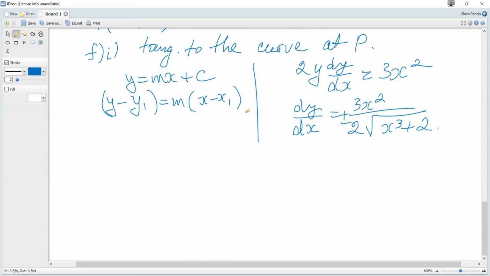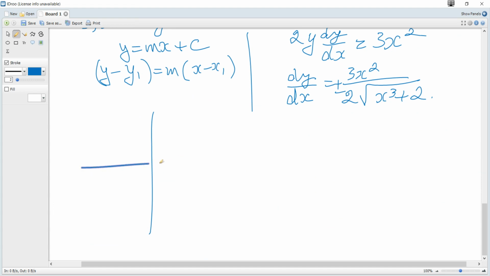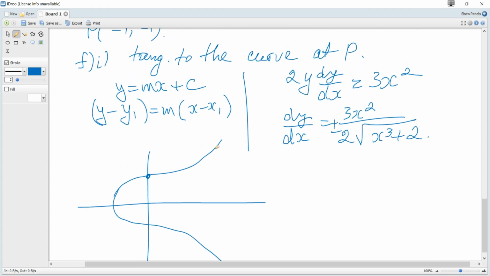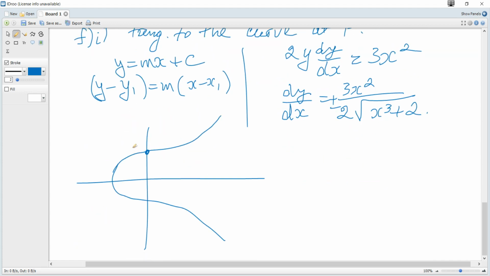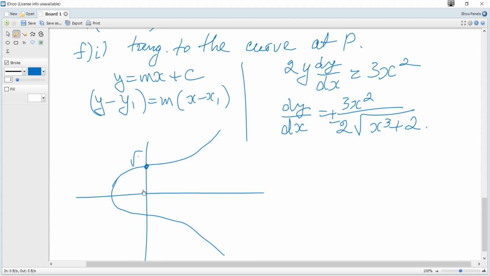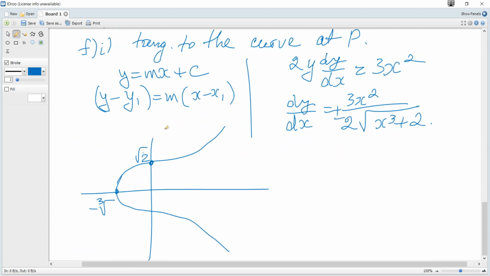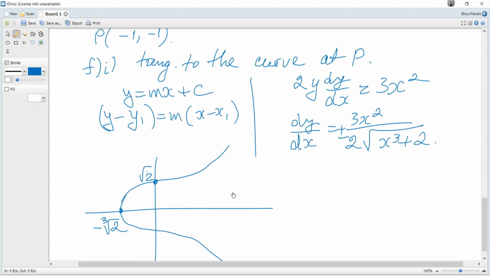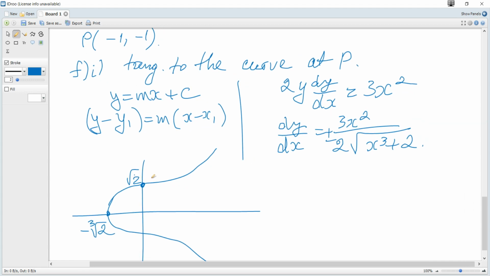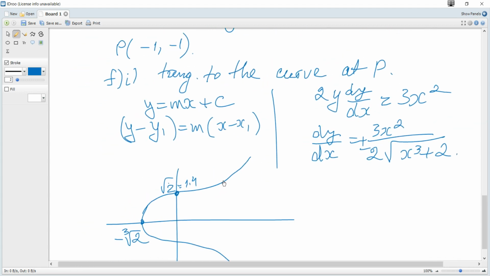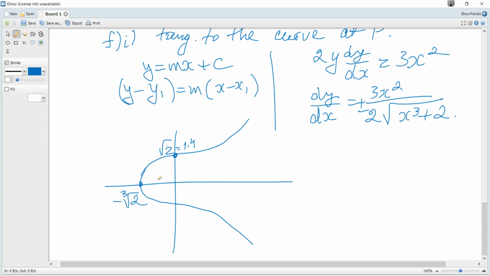So let's draw it. It looks like this, and we can see that when x is 0 it's square root of 2, and it's minus cube root of 2, and root 2 is 1.4, and negative 1 is somewhere here.